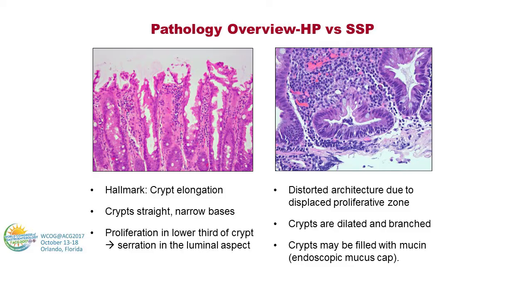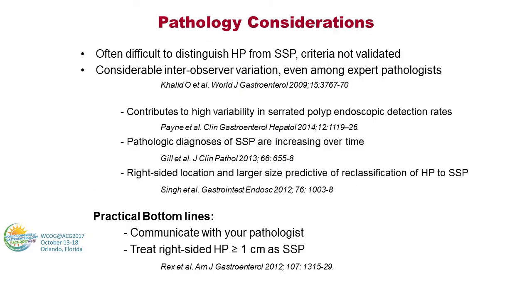Now, that's great when I show you highly selected images of really characteristic changes. In reality, it's often difficult to distinguish hyperplastic polyps from SSPs because these changes can be either very subtle or very scarce. So practically, there's a lot of inter-observer variability in distinguishing these two types of polyps, even among expert pathologists. This contributes to the high variability in the endoscopic detection rates reported in studies looking at serrated polyp detection. Now, pathologists are doing better. There are studies showing that SSP diagnoses are actually increasing over time. However, the variability persists.